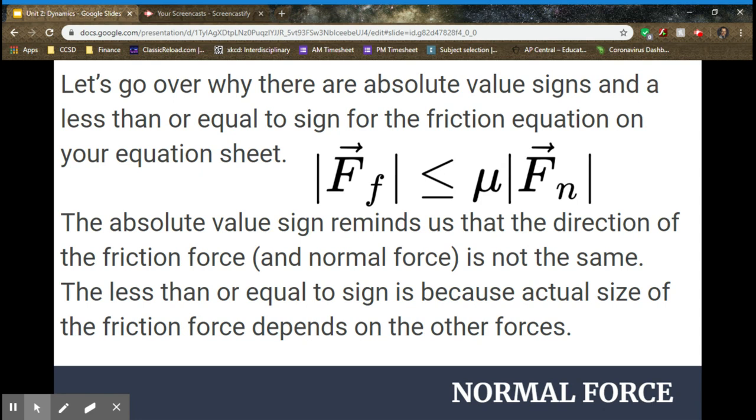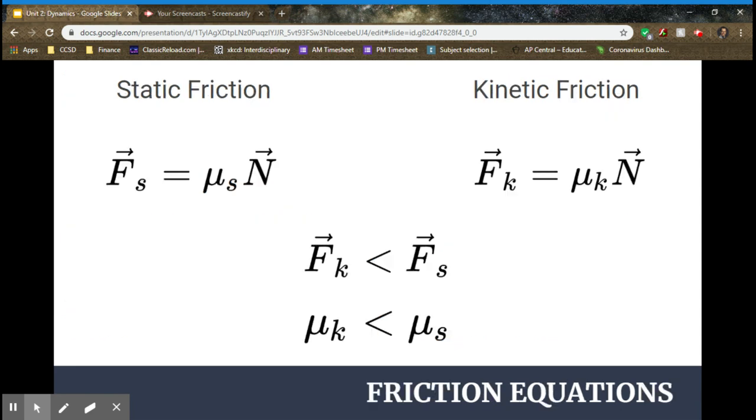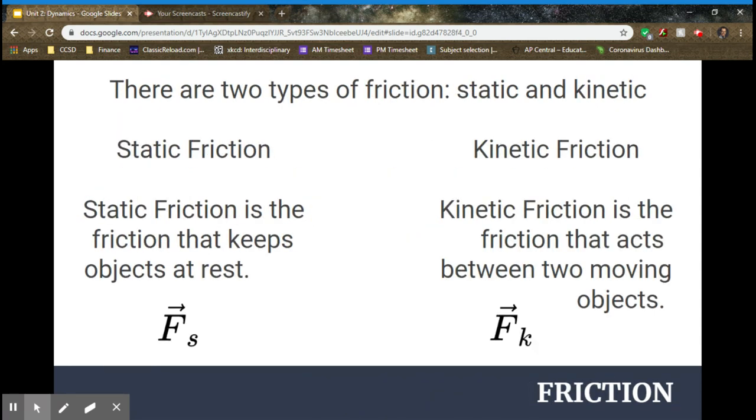So the absolute value signs help us to remember that this friction force is not always going to be in the same direction. It could depend on the situation. Less than or equal to. The actual size of the friction force sometimes depends on the other forces. For example, static friction is the friction, if you recall, that keeps an object at rest. It stops it from moving.